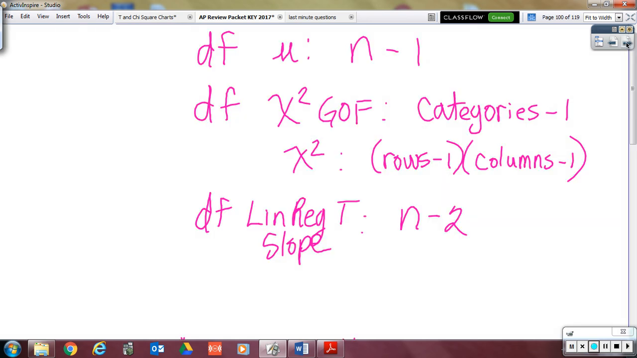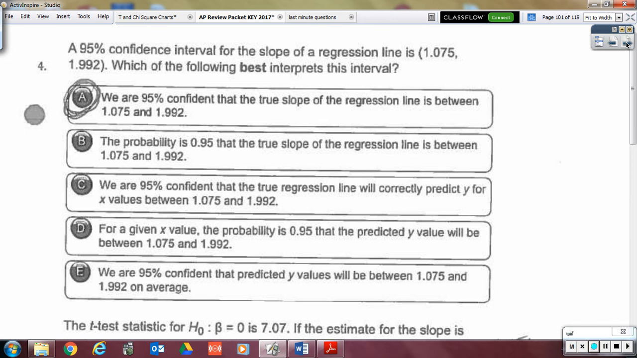Okay, next. Number 4. Here is just a straight up interpretation of the way we interpret confidence intervals. So this is confidence interval review. We are 95% confident that the true slope of the regression line is between 1.075 and 1.99. That's a straight up way that we compute this.